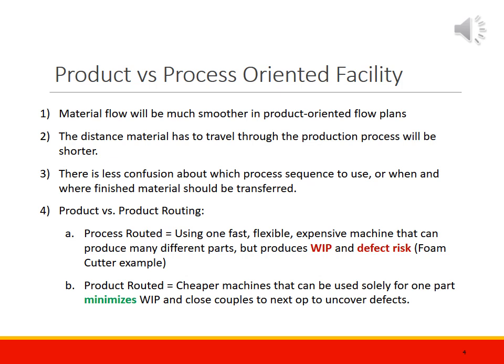So product versus process, again, material flow in a product-oriented facility obviously flows much better, much smoother, distance is less, we talked about that already, less confusion about where things have to go. Clearly, if you're in a cell, it's obvious, point A to point B to point C, out the cell, right? But again, if you're a job shop, you can't necessarily do that. The thing about process-oriented designs, right?